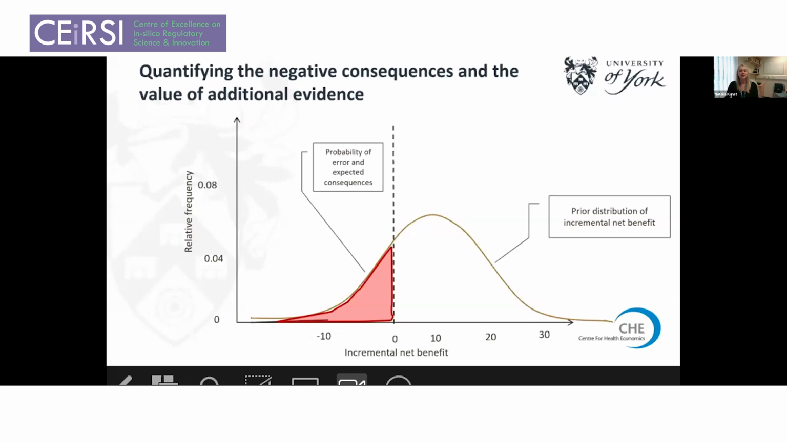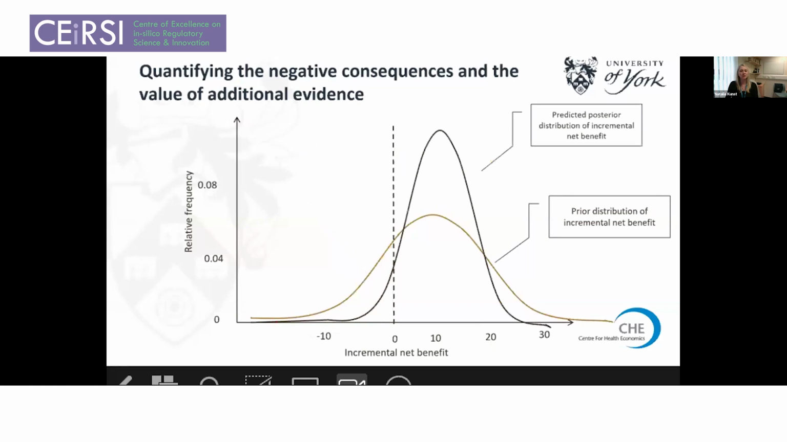In other words, this is the loss, which can be expressed in health, due to approving the suboptimal intervention. Now, suppose that we can include additional information collected through our research study, which will reduce uncertainty in the incremental net benefit, that is, reduce decision uncertainty.